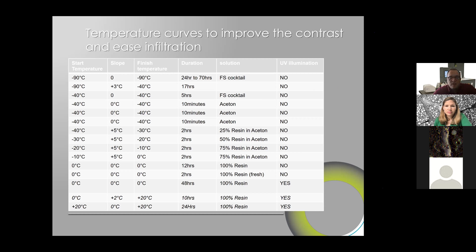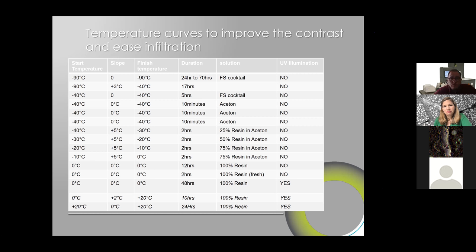Another point that was raised by Paolo Ronchi from the EMBL during this ZEISS meeting was the slope at which the temperature should be raised during the free sub cocktail. He said that in their hands, now instead of raising the temperature from minus 70 to minus 40 at 5 degrees per hour, they're going 3 degrees per hour, and this increases the contrast significantly. So this is something I will try myself and see how much it influences the quality. Obviously this remark is important, and I will integrate that in my forthcoming work.